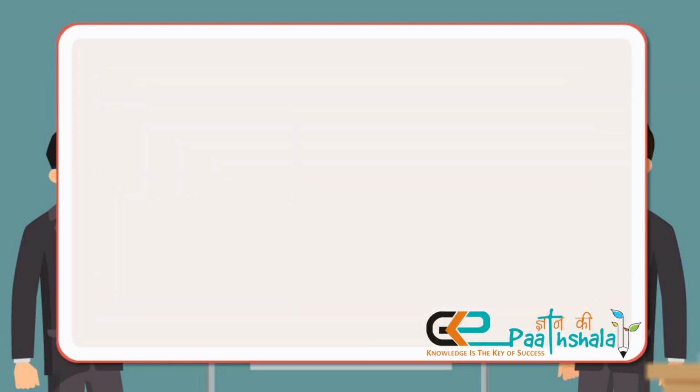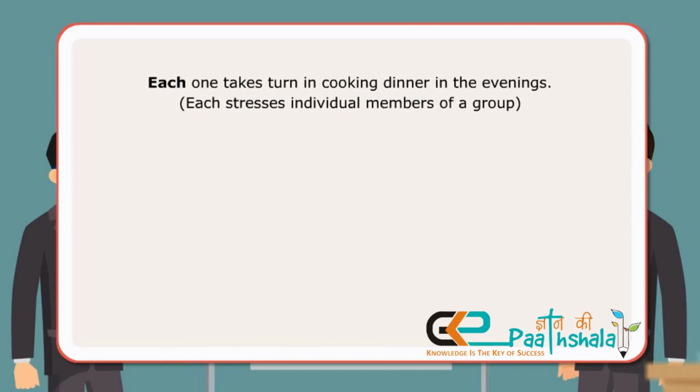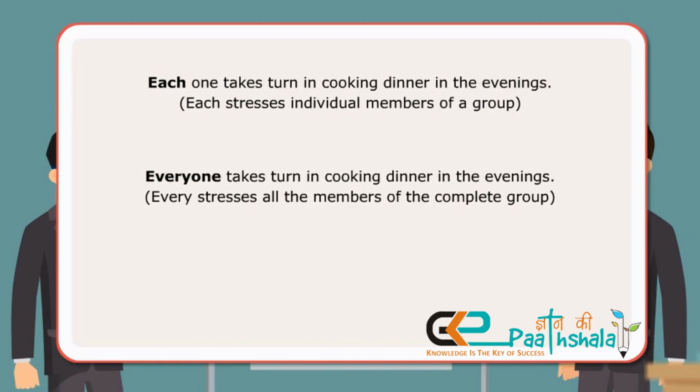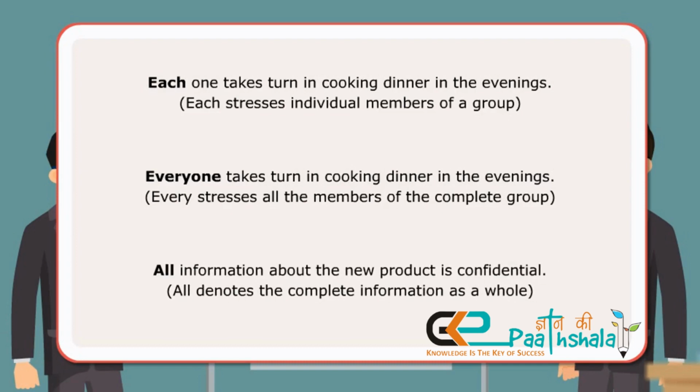Let us look at a few example sentences. Each one takes turn in cooking dinner in the evenings. Each stresses individual members of a group. Everyone takes turn in cooking dinner in the evenings. Every stresses all members of the complete group. All information about the new product is confidential. All denotes the complete information as a whole.